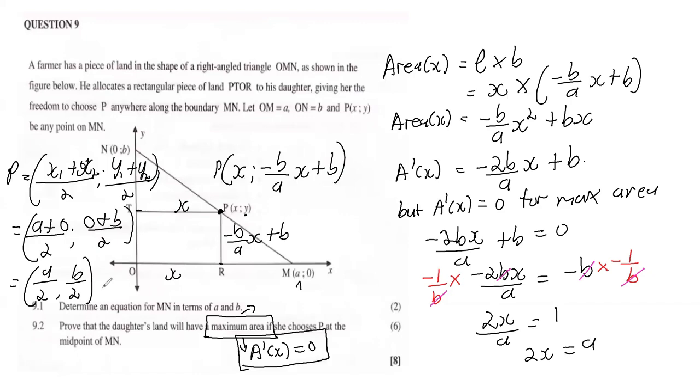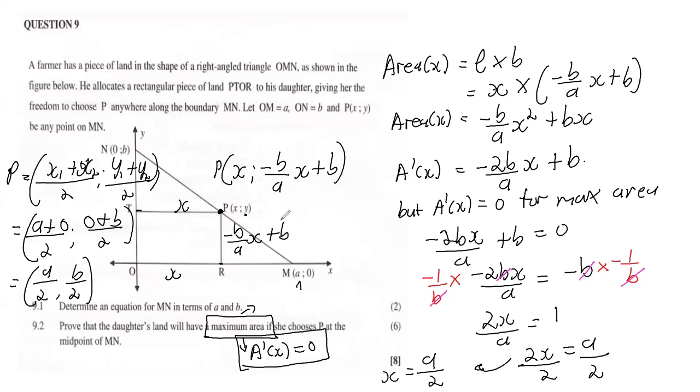But then remember, we are looking for the x coordinate of P, so we divide by 2 on both sides, and our x will be equal to a over 2, which from here we can see that it corresponds to this, right? But then we are not done, right? Because we still need to prove exactly that the coordinates are the same, right?